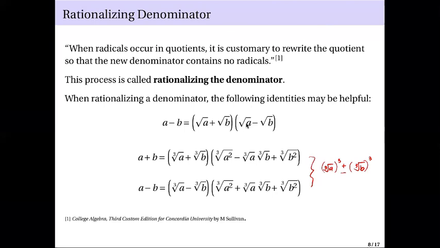Now, we call these two guys conjugates of each other. So for square root of a plus square root of b, the conjugate is square root of a minus square root of b. And if you have square root of a minus square root of b, the conjugate is square root of a plus square root of b. I'll be using the term conjugate a lot when rationalizing denominators. The same is true with this. This guy here, the conjugate is this. And of course, this guy here, the conjugate is this.